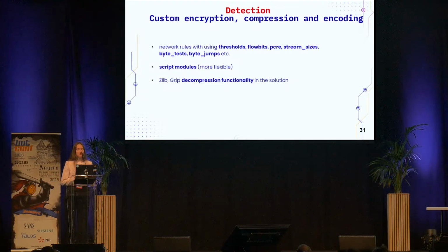We can try to use stream sizes and byte tests and byte jumps, etc. Script models are really more flexible for finding this. So we can try to find packets not only in streams, like xbits in Suricata language, but in different streams, and understand what can hide inside some compression bytes or encoding bytes. And we can use zlib and zip compression functionality in the solution.